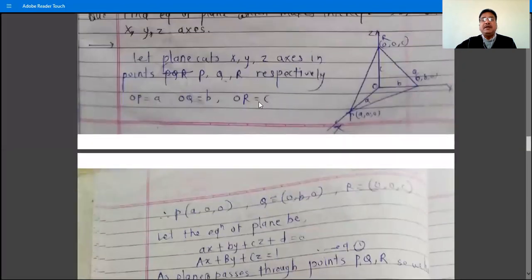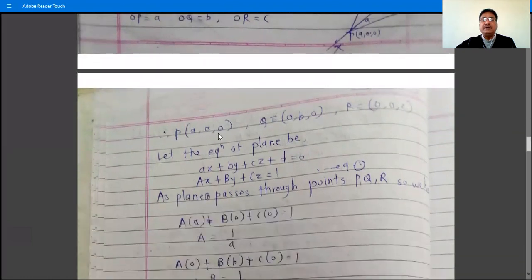This means the plane touches the x-axis at the point P, and the distance of the point P from the origin is a. Similarly, OQ is b, OR is c, and then what are the coordinates of P? P is (a, 0, 0), Q is (0, b, 0), and the coordinates of R are (0, 0, c).